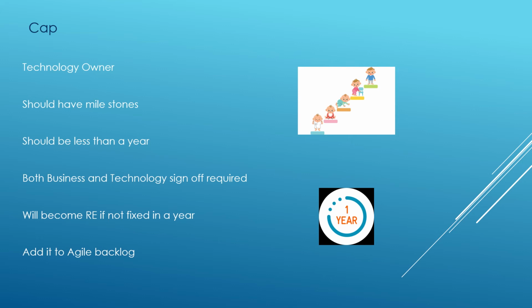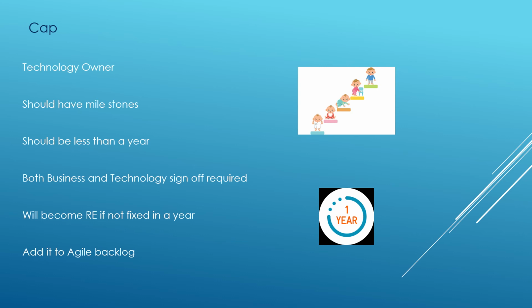Most of the time the CAP should be less than a year. If it is more than a year, it is considered a risk exception. Both business and technology teams have to sign off on the CAP because the business should be aware that there is a gap and there exists a risk because of the gap, and they're ready to live with the risk. And the technology team has to sign off on the CAP because they have to provide milestones and things like that.